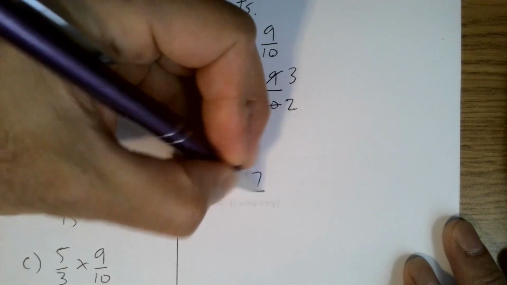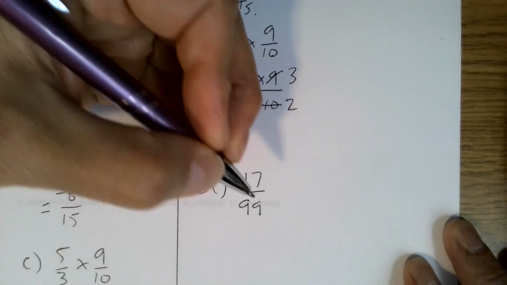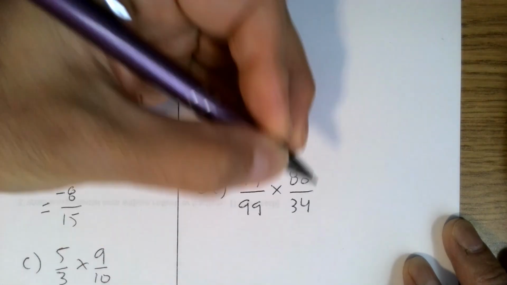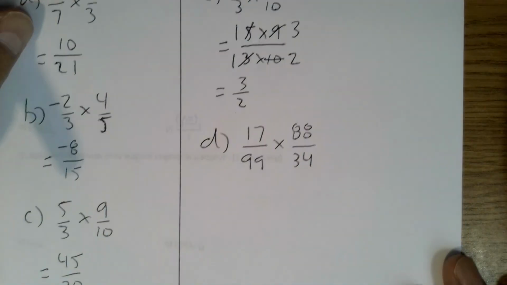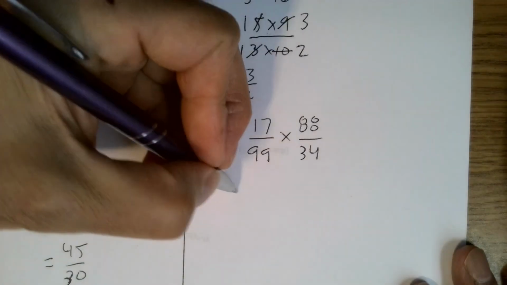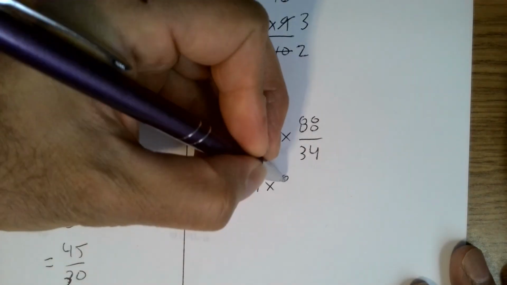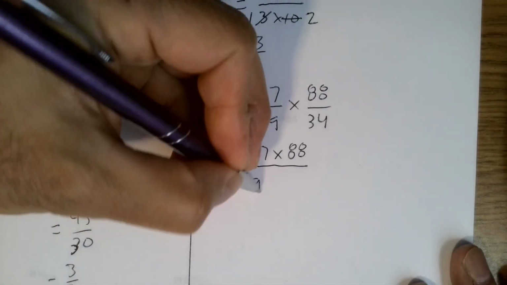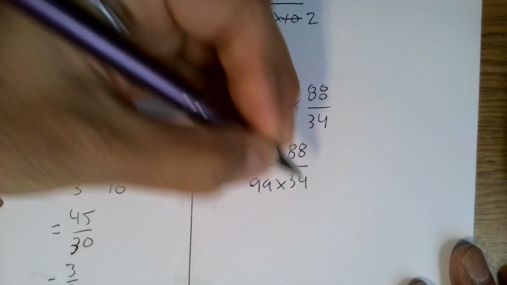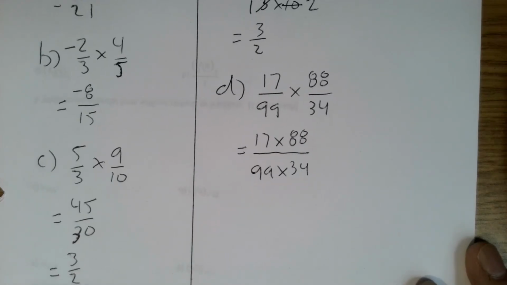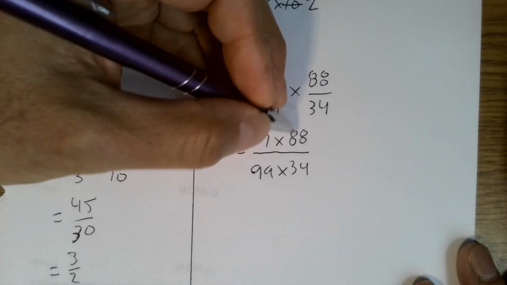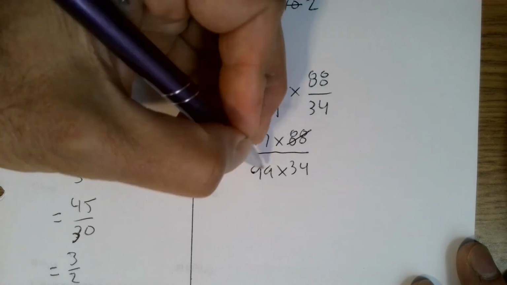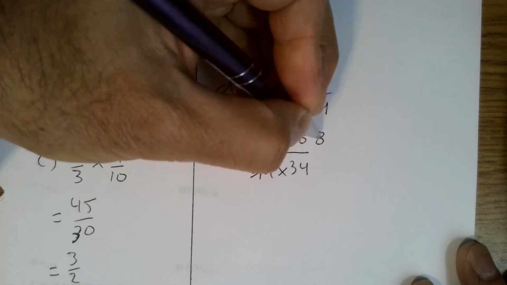So we've got 17/99 times 88/34. Okay, and we know that's going to equal 17 times 88, which I don't even want to know what that is, over 99 times 34. Okay, well these are obviously, we can divide both of those by 11. So 88/99 is the same as 8/9.